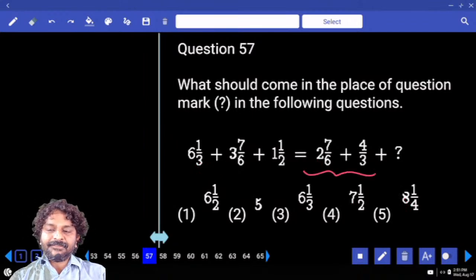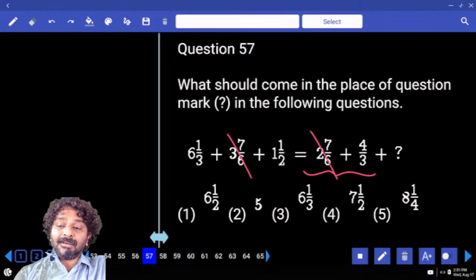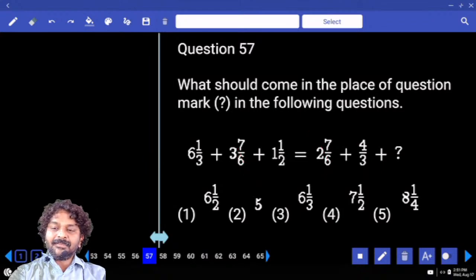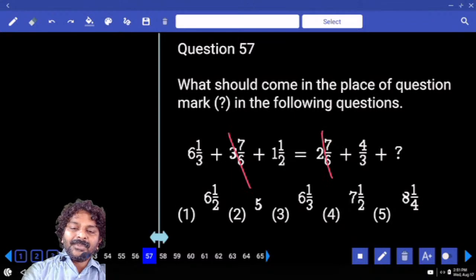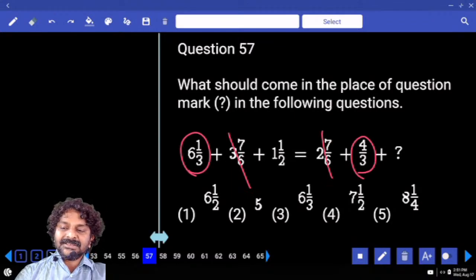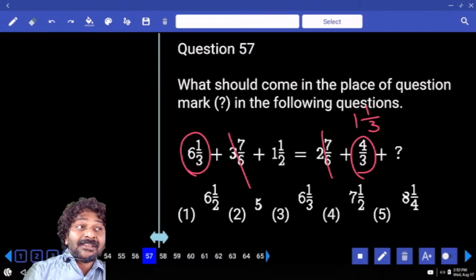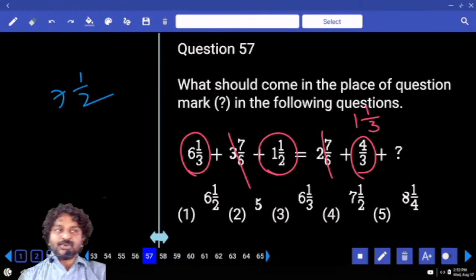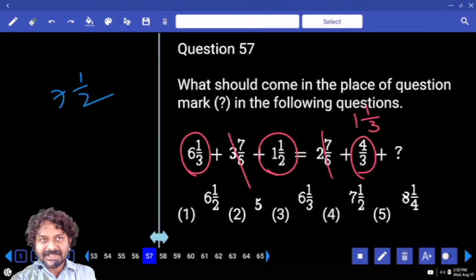So we have to take these two fellows to the left hand side only. 3 7 by 6 minus 2 7 by 6. How much is that? Come on. 1. Again, where did the 7 by 6 come from? Did 7 by 6 and 7 by 6 get eliminated? 3 minus 2 is 1. How much is left? 1. 6 1 by 3 minus 4 by 3 can be written as 1 1 by 3. 6 1 by 3 minus 1 1 by 3. 5 plus 1 is 6, plus the leftover value 1 1 by 2, that is 7 1 by 2. You don't have to consider integers and then fractions later. Just combine numbers and then subtract.